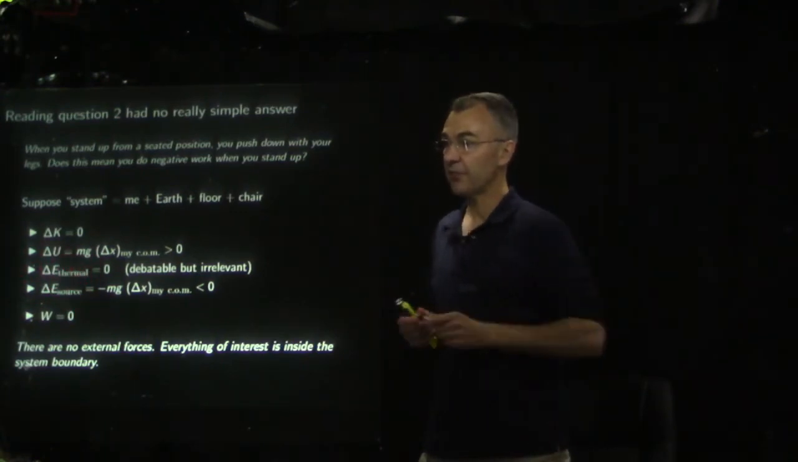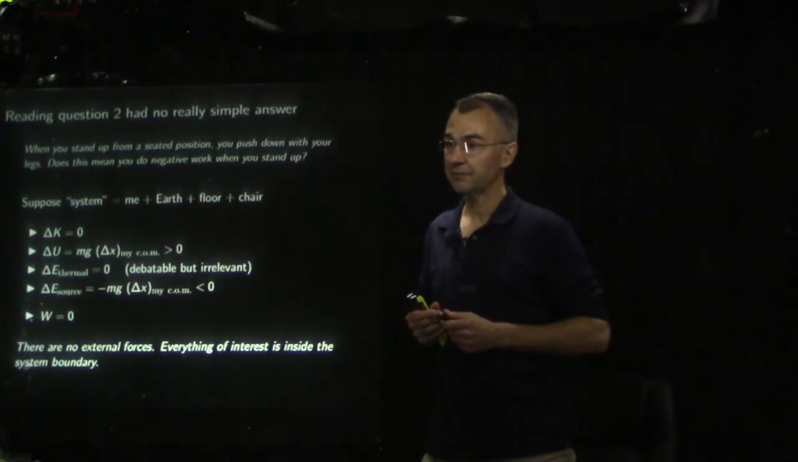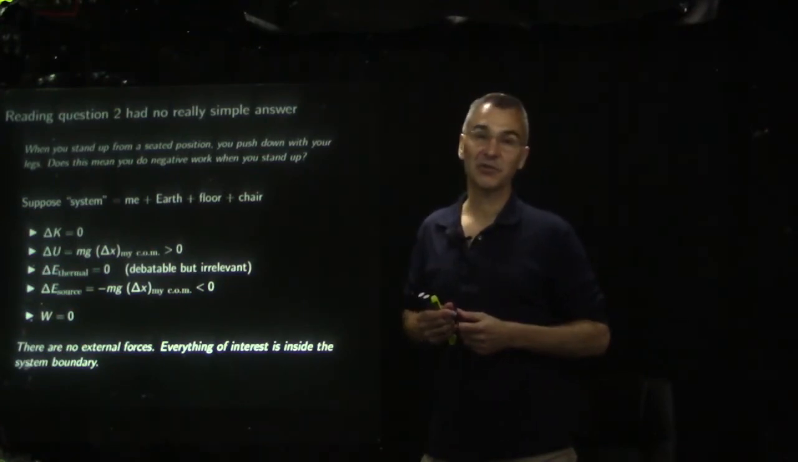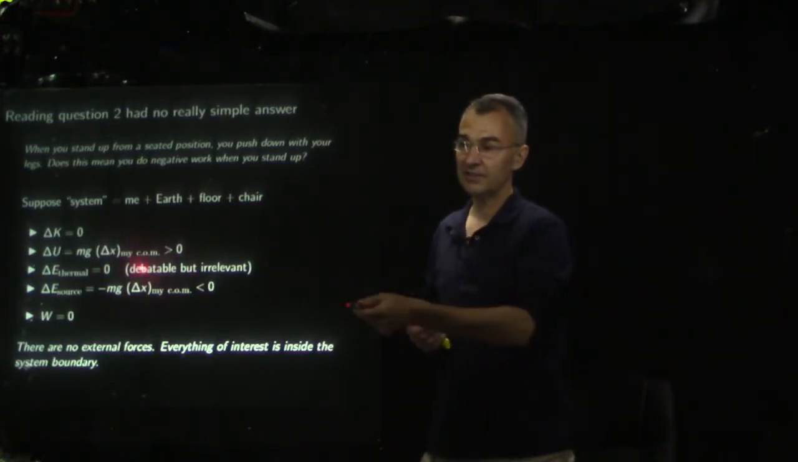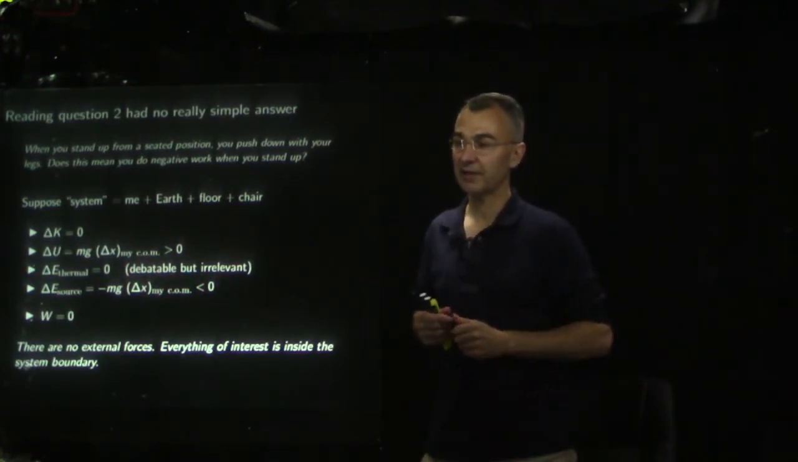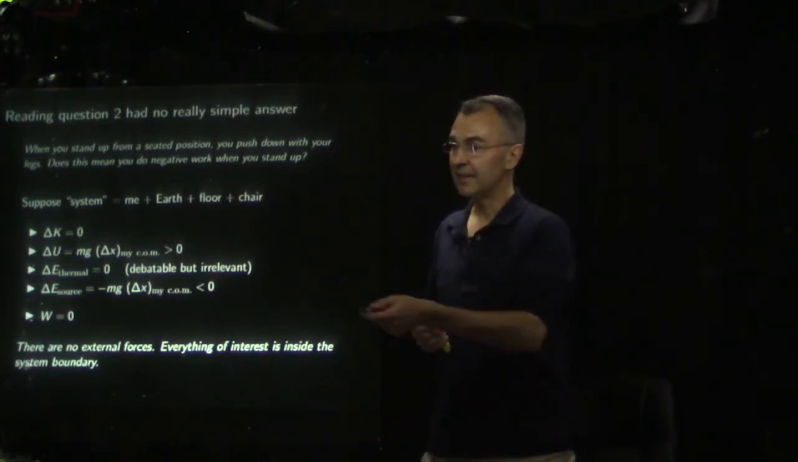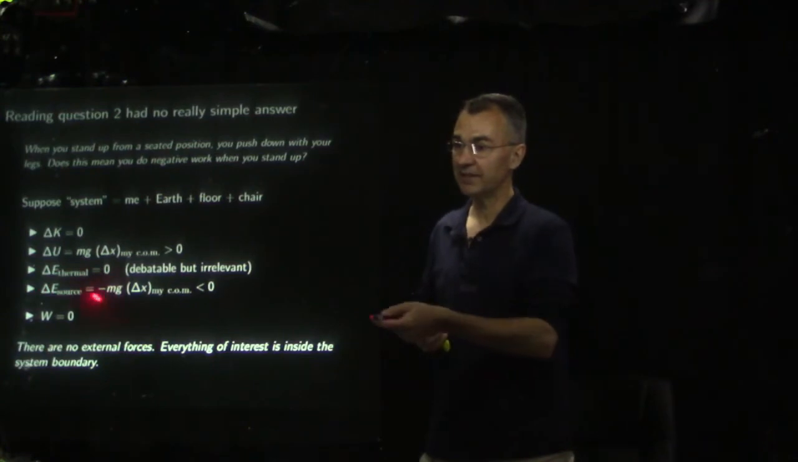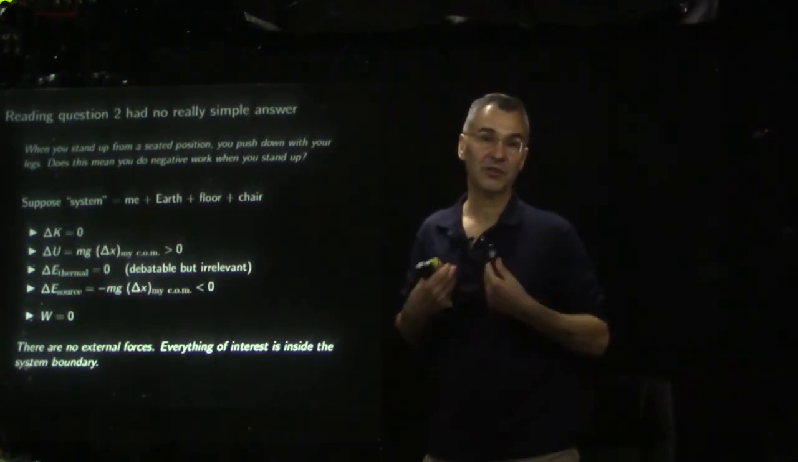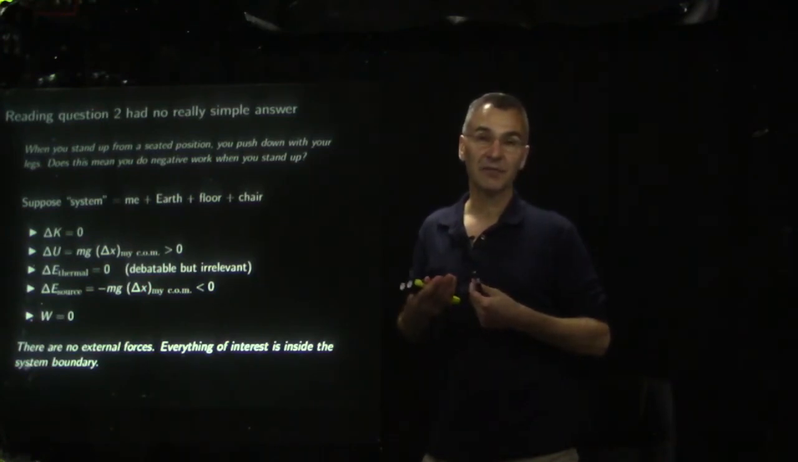Then the change in thermal energy, this is another category. If you look through chapter 9, thermal energy is one form of internal energy. Let's say that there's no change. Maybe it's debatable, but it's not really that relevant. Then there's source energy. So the change in source energy is minus mg times my change in height. I think that makes sense because ultimately the source of that energy was food.